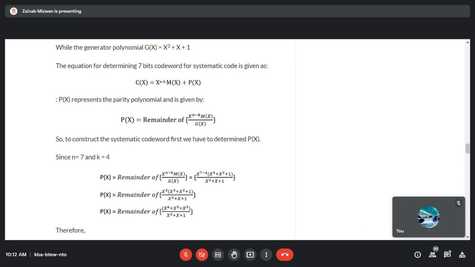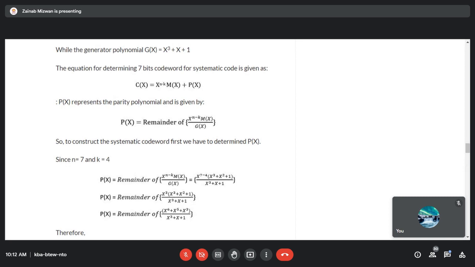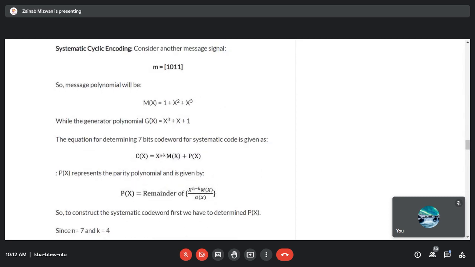Okay, fine. Anybody who wants to know about g of x, I will show you the g of x. Can you see on the screen which I have shared with all of you? In the screen I shared, g of x is given. The generator polynomial g of x equals x cube plus x plus 1 is given. Can you see that?